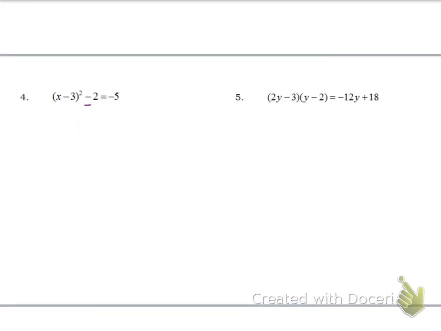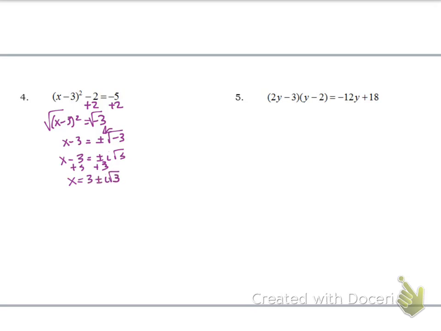Alright, so we're going to add 2 and get a negative 3. Opposite of squaring is square rooting. Remember, when we solve square roots, we have to include my plus or minus. To get that negative out, we're going to use an i. And then we just got to add this 3. So I got x equals 3 plus or minus i square root of 3.